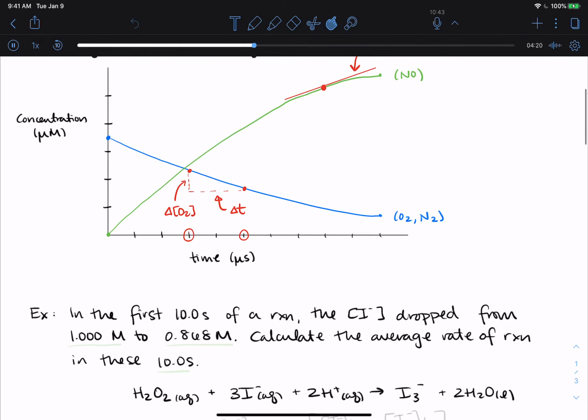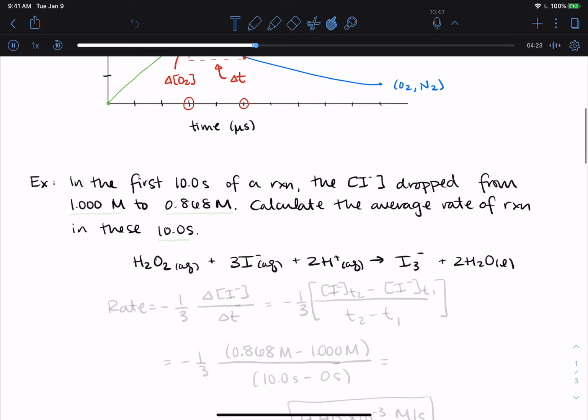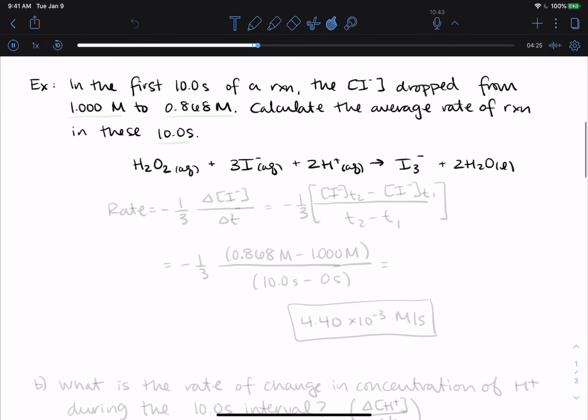So our example problem says in the first 10 seconds of a reaction, the I- concentration dropped from 1 molar to 0.868 molar. Calculate the average rate of reaction in these 10 seconds, and then we have the balanced equation. So the information that we're given in the problem, we are given an initial and final concentration for the I-, and then we're given a time point, but since it's in the first 10 seconds, the 10 seconds is T2, but T1 was 0, so 10 seconds is our delta T.